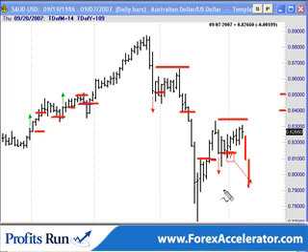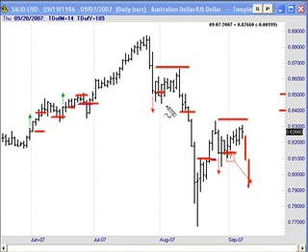I think you'll find that trading end-of-day charts with Forex Profit Accelerator is particularly exciting when you look at the potential and the little time required.